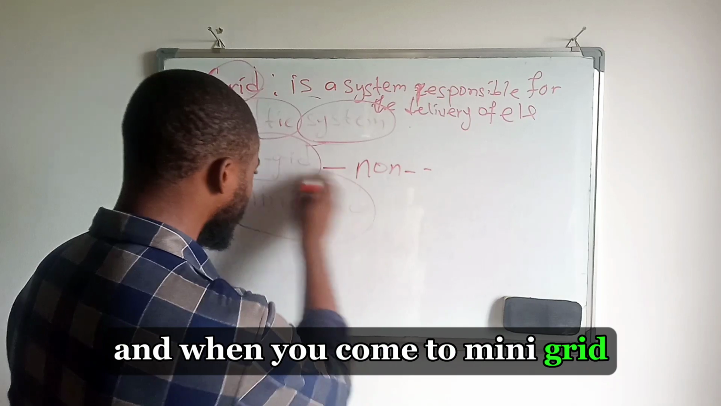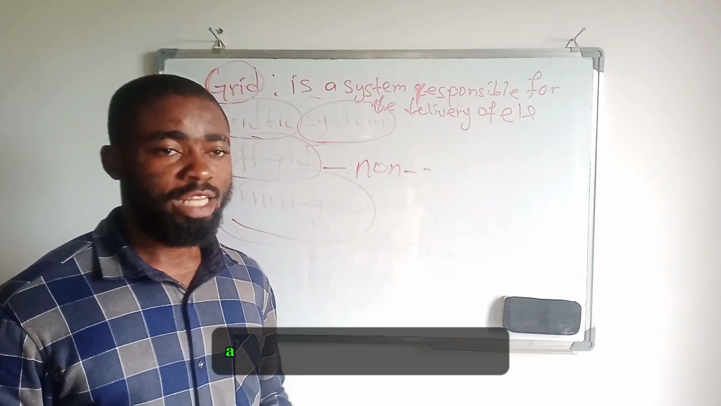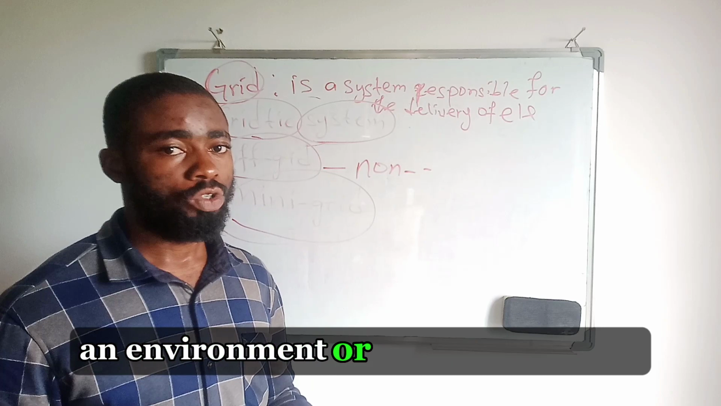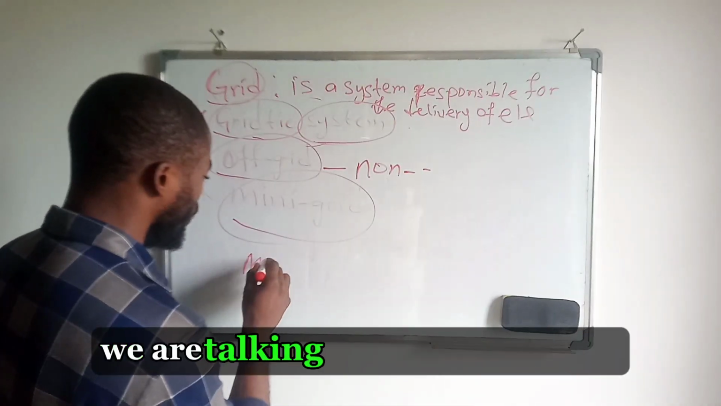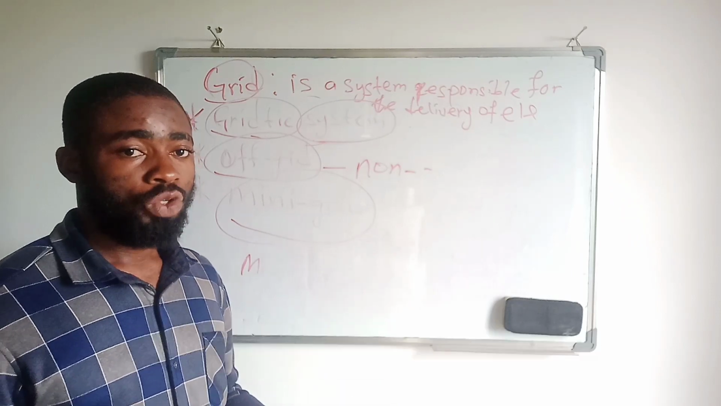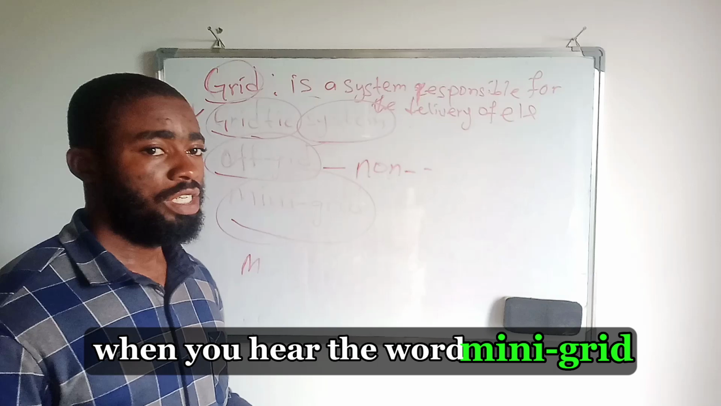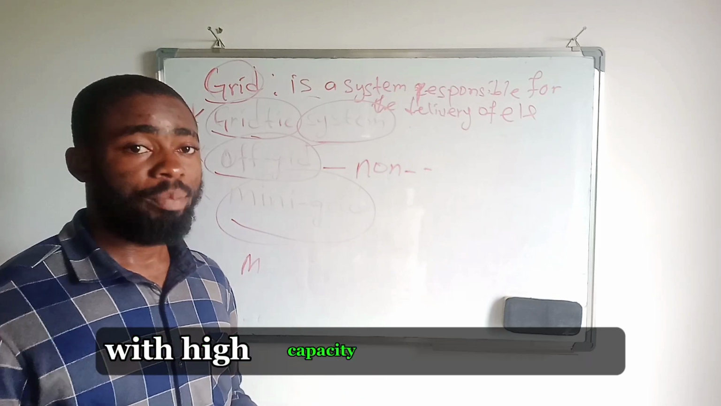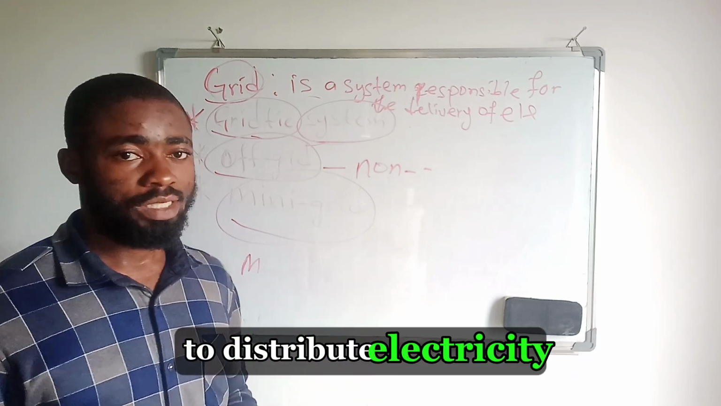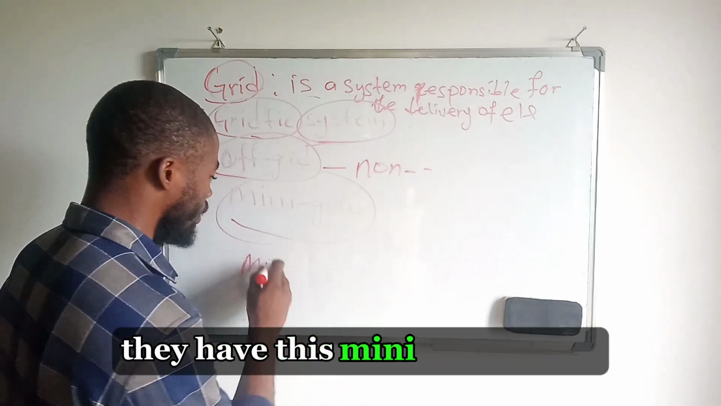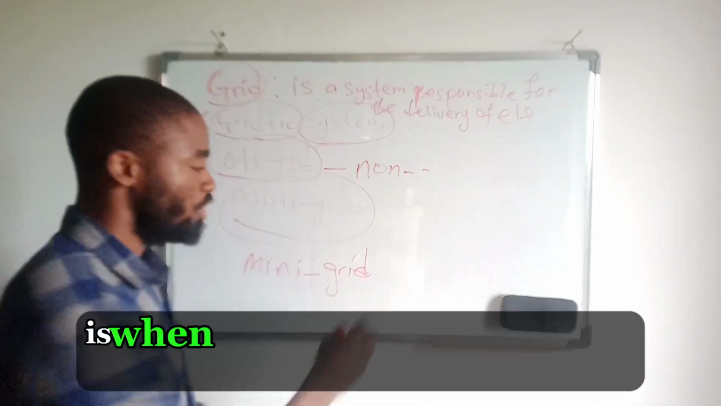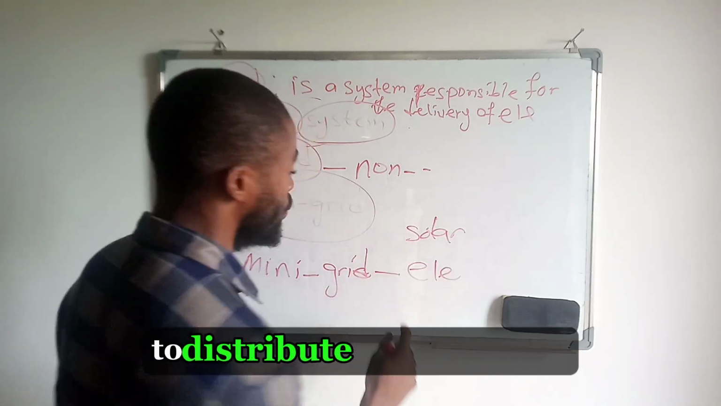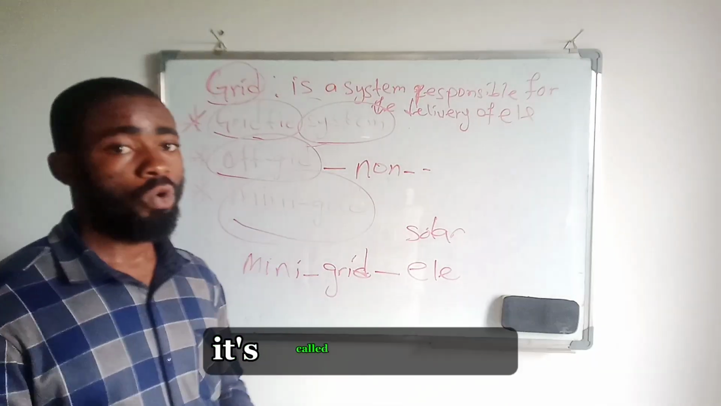Then when you come to mini grid, it is another field entirely. A mini grid can be, for example, a big generator supplying an environment or a place. So when we talk about mini grid, we are talking about a small system which supplies an environment. In solar energy, when you hear the word mini grid, we are talking about setting up a solar energy system with high capacity solar products to distribute electricity. If you go to most communities, they have this mini grid system. This is when you distribute electricity to a community using solar gadgets. When you use solar gadgets to distribute electricity in a solar field, it's called mini grid.